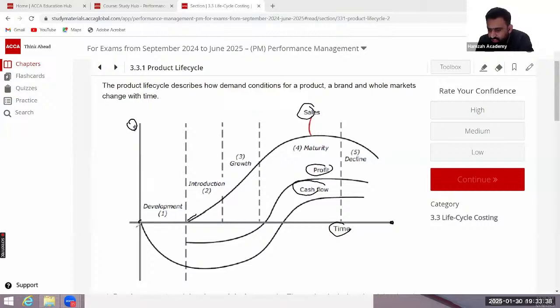So initially, your product will be in loss, and then when you start to work on your idea, you are developing something. So this is a development phase. Again, in a development phase, you are incurring only cost. There is no revenue, so you have the loss. Then after development, you will introduce your product. This is introduction of the product. Now, in introduction, you will start to generate sales, but you are still making a loss.